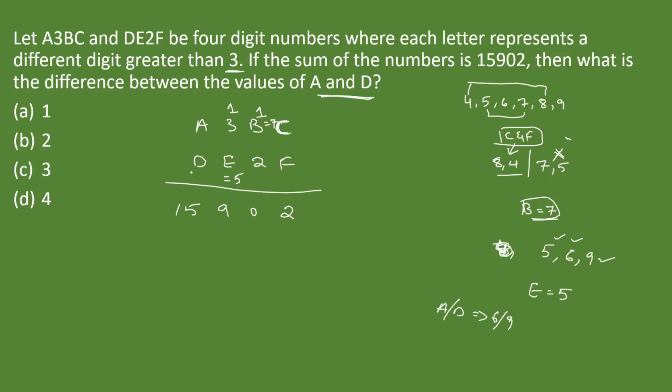We will cross check it. 6 and 9 means 6 plus 9, it becomes 15. That is satisfied, right? What did they ask us? What is the difference between the values of A and D? We don't know which value is greater. Anyway, he clearly asked the difference only.